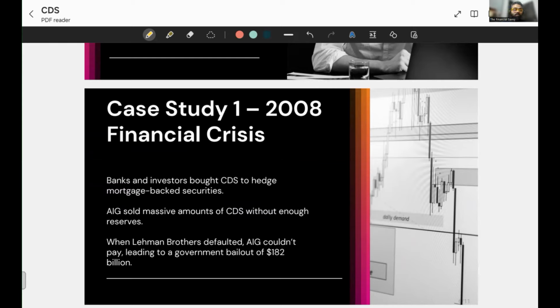All right, now let's talk about some of the biggest CDS disasters in history. First of the biggest disasters in history is the 2008 financial crisis. Before 2008, banks and investors bought CDS to hedge mortgage-backed securities, right? Before 2008, banks were giving out risky home loans, actually subprime home loans. To protect against defaults, they used CDS to insure these bad loans. At that time, AIG, a massive insurance company, sold billions of dollars in CDS contracts, right? And they were collecting the fees, but not keeping enough reserves to cover potential losses.